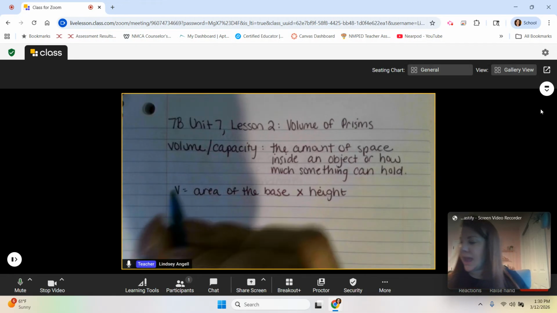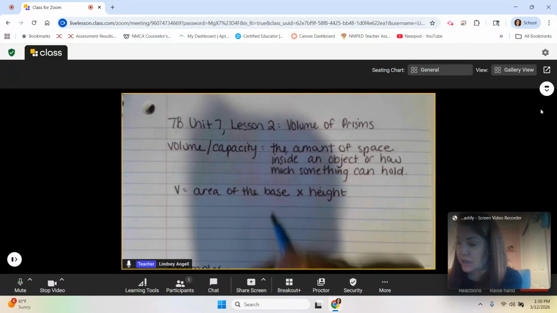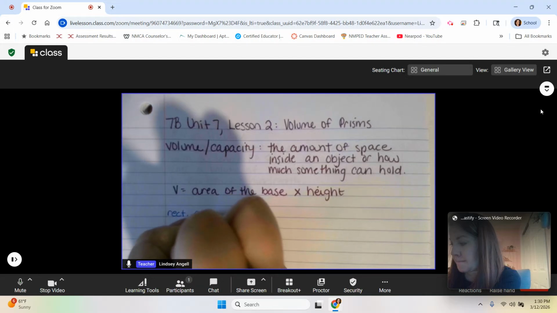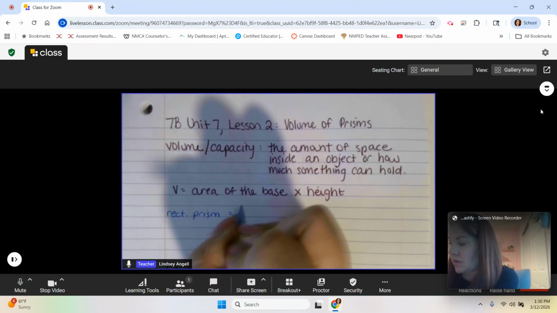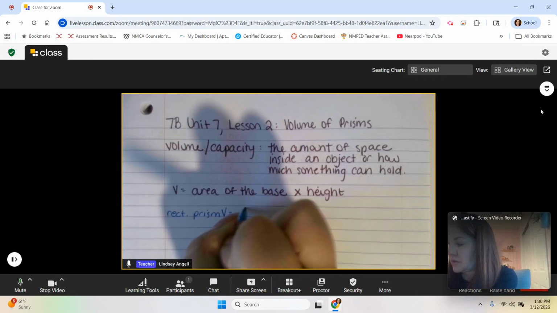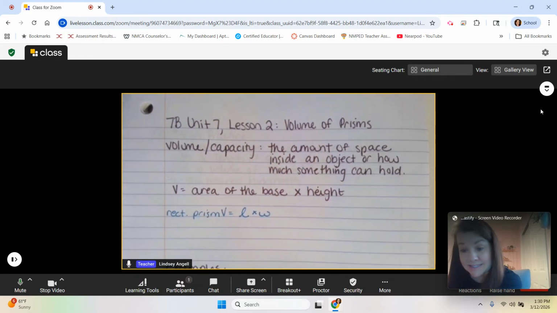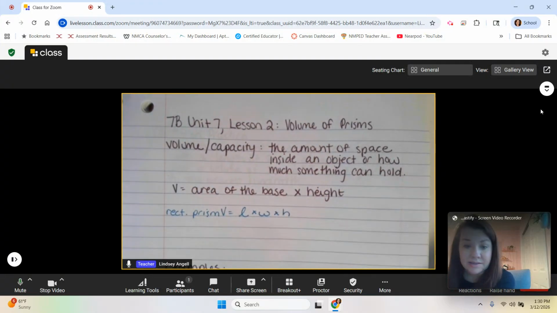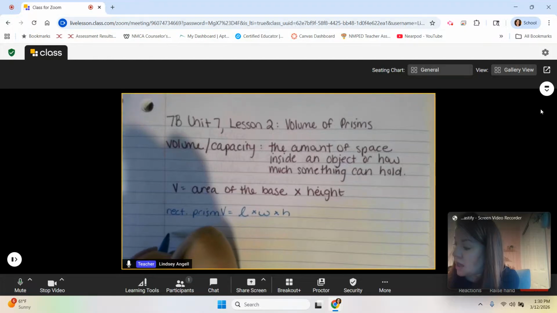So for a rectangular prism, volume is equal to length times width. Well, that's the area, right? We've talked a lot about that. And then times the height. That's it. You're just multiplying three numbers together. Okay?